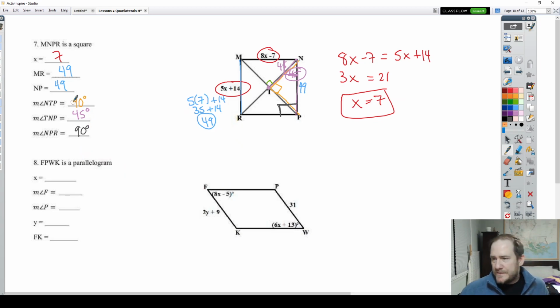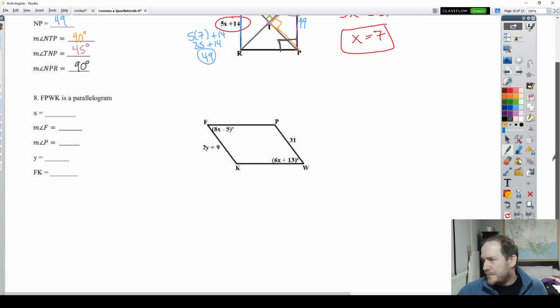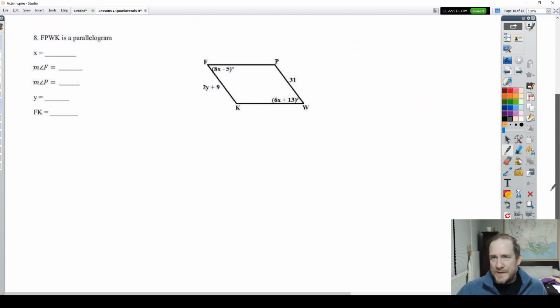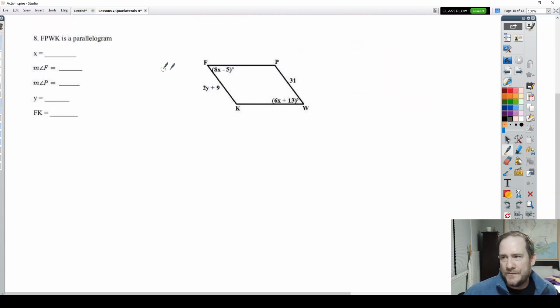All right, just one left, and it's a basic parallelogram, which hopefully should not be too bad. So we're asked to solve for x. I see x is this angle. I see x is this angle. They're opposite from each other, which makes them congruent. So we can go 8x minus 5 equals 6x plus 13.